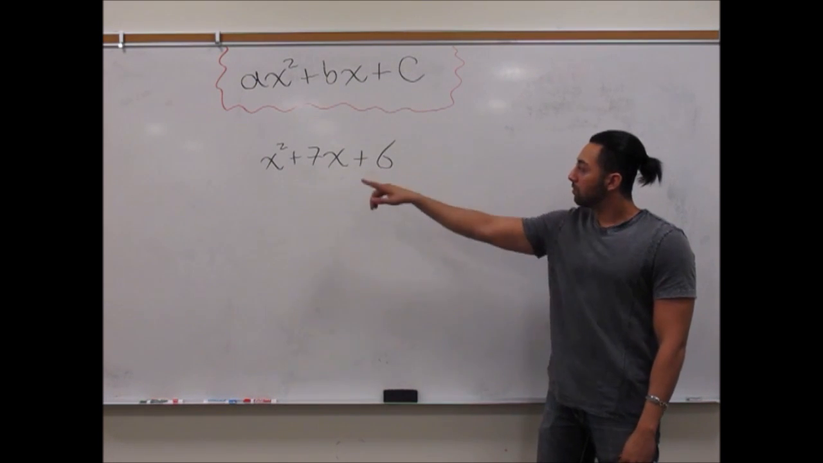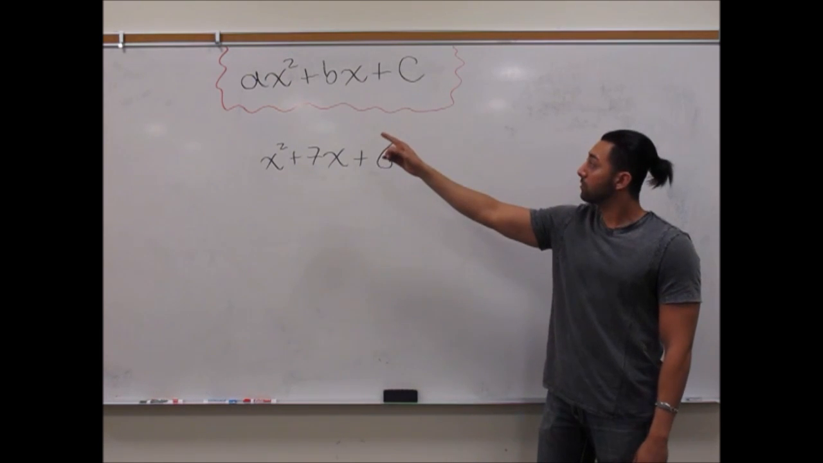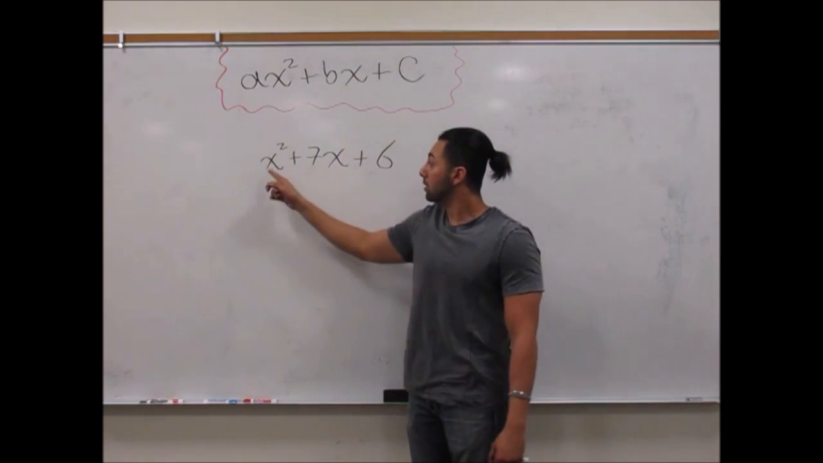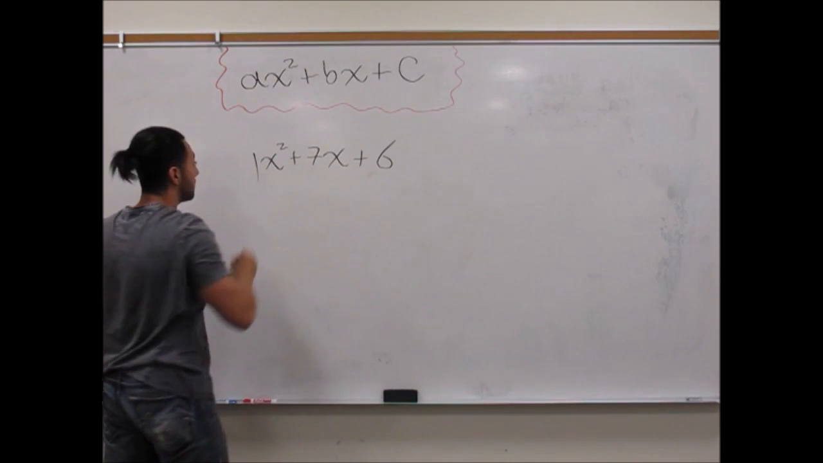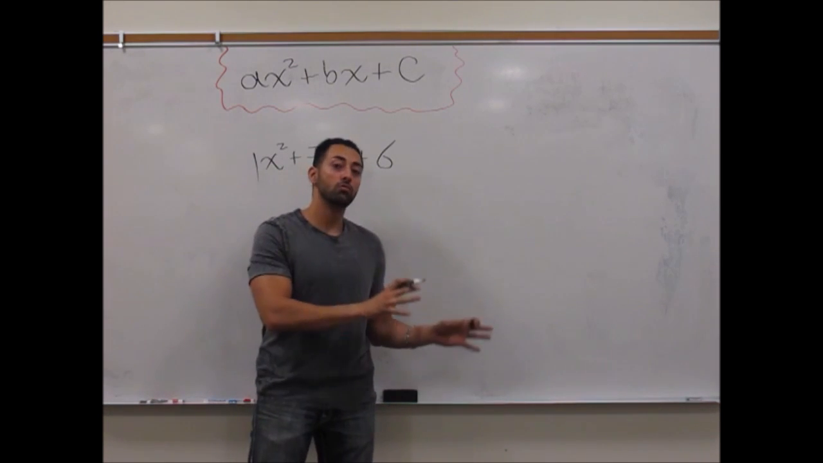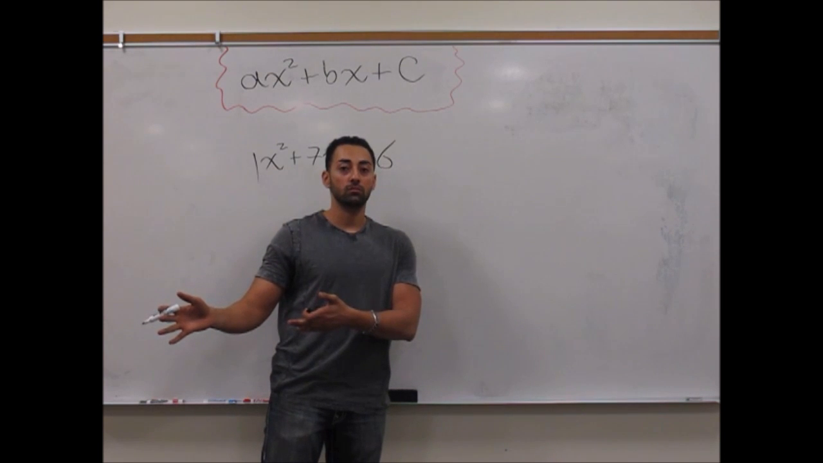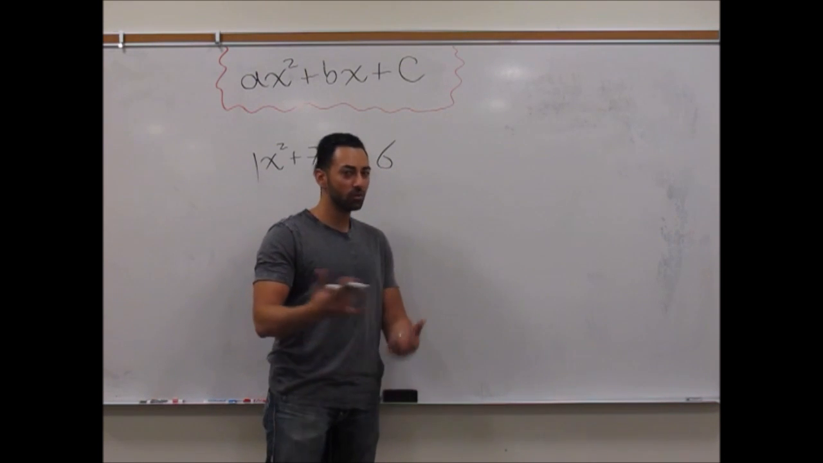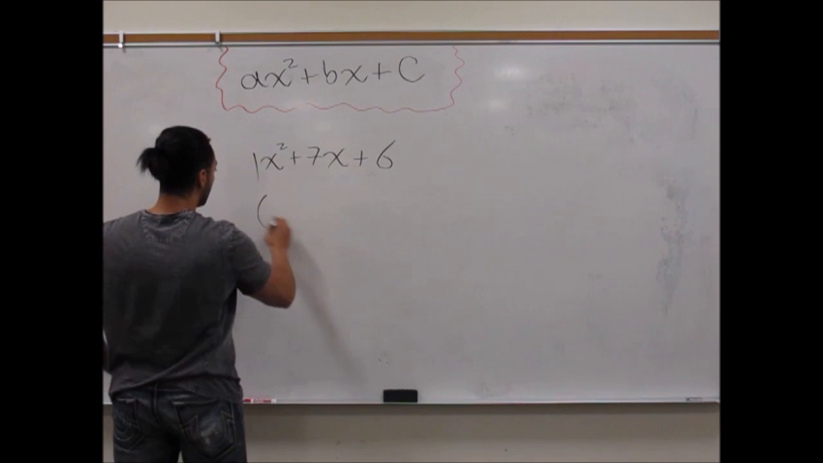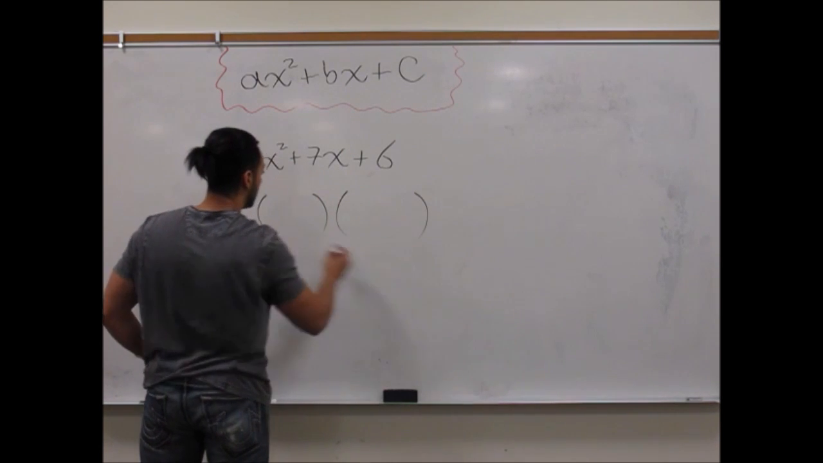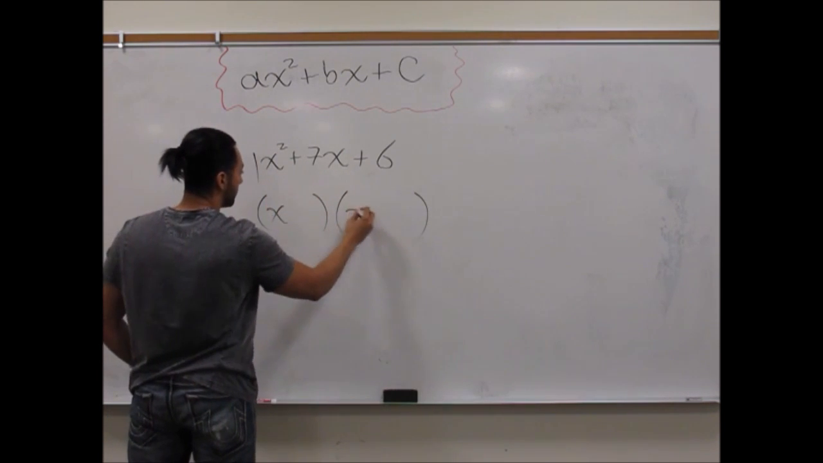Alright, so the first thing we said is jump to the leading coefficient, which is A, in our case, which is 1. And then we said if it's 1, just jump straight to what we've been doing, because if it's not 1, I'll show you what to do in another video. But if the leading coefficient is 1, we could just open our parentheses up.